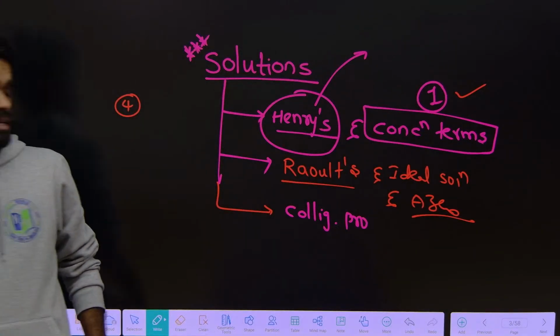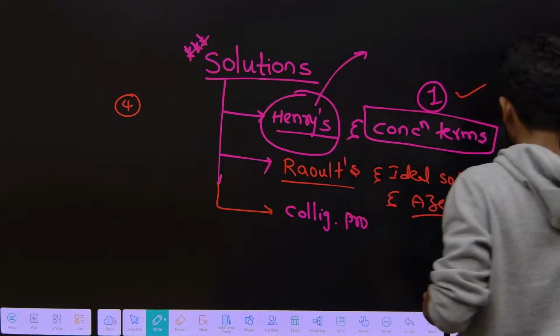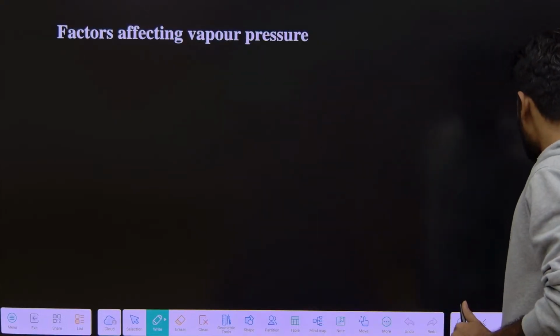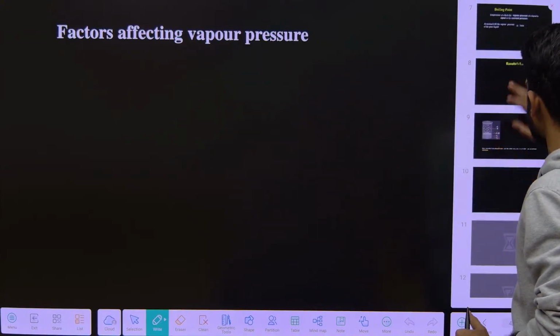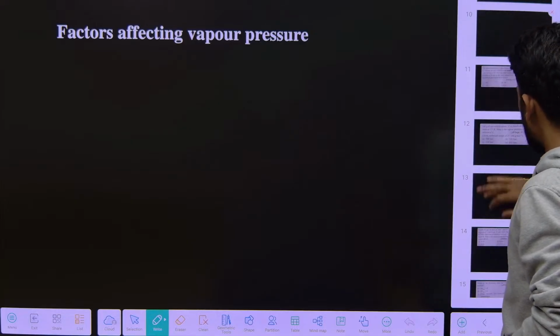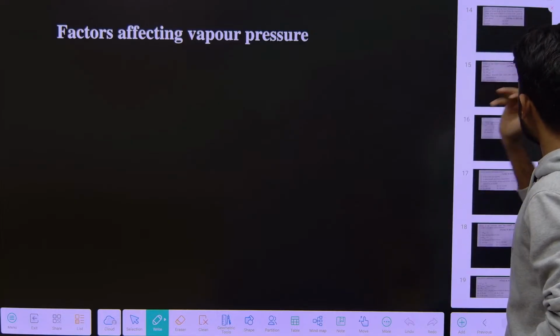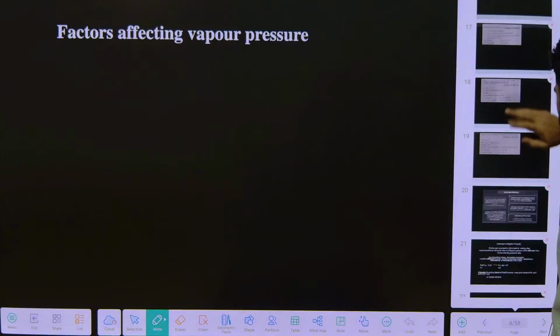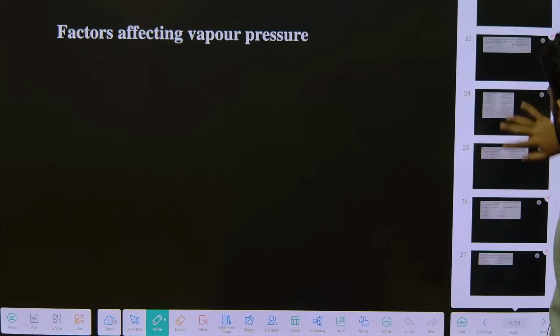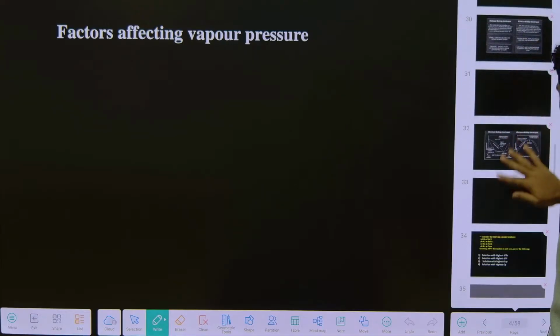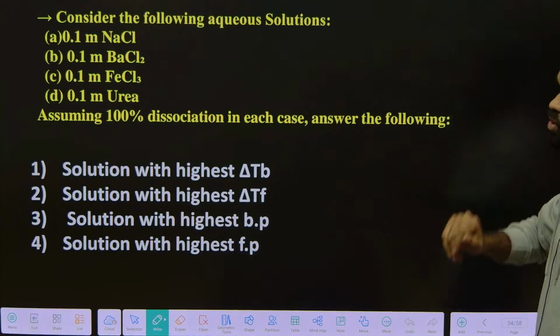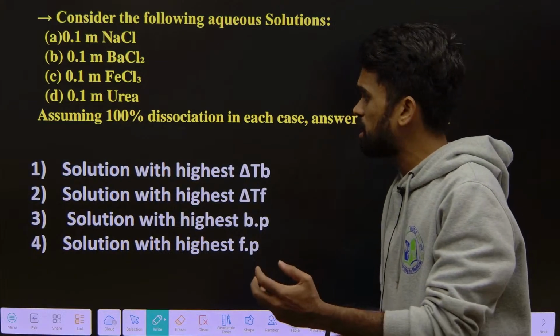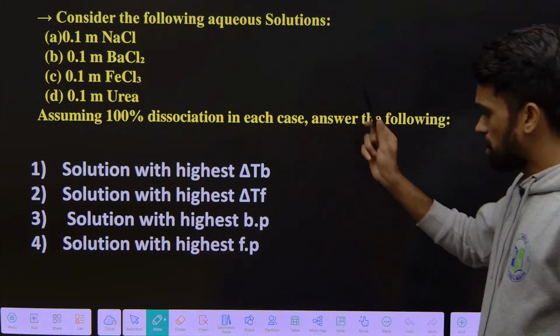Next, let me discuss some PYQs today. I hope you have watched my previous session on colligative properties. If not, I suggest you watch it, because it is highly helpful for your upcoming exam. Let me show you one question first on colligative properties, because we discussed it in yesterday's class. After finishing that, we will go for the other questions of solutions.